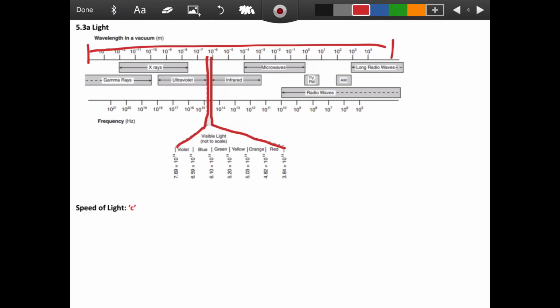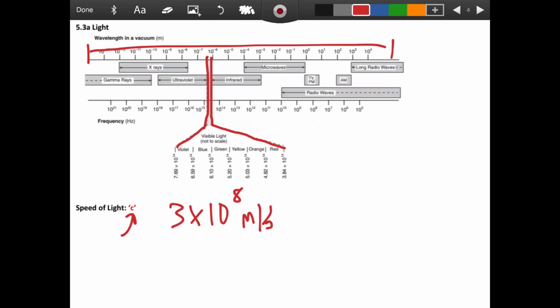Now, the speed of light, which wasn't measured until about 100 years ago, is known as c, and it's on the front of your reference table, and it's going to be 3 times 10 to the 8th meters per second. So it's not going to be a number you have to memorize, but it is important for us to know.